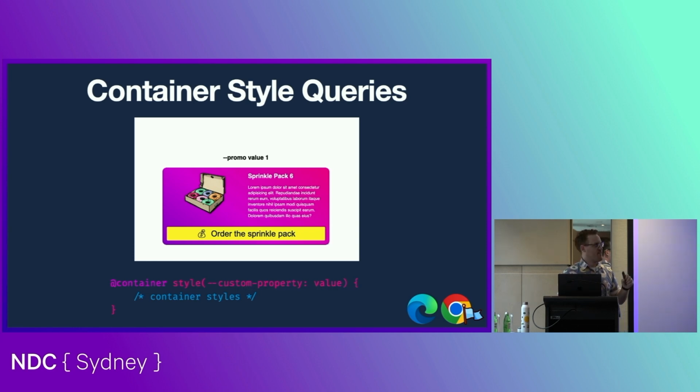Or my sort of favorite example is the sticky headers in the navigation. Often when you scroll, you want the drop shadow to appear on there. You'll be able to say, are you sticky?